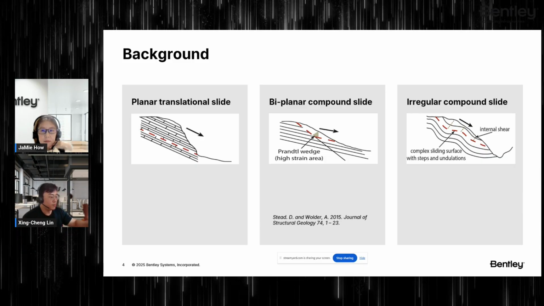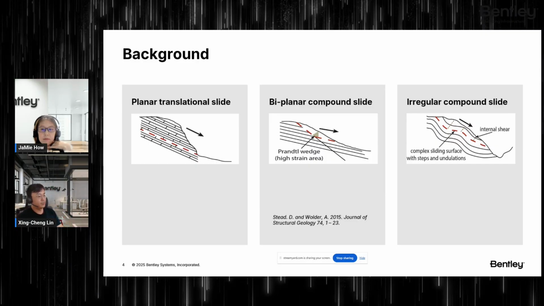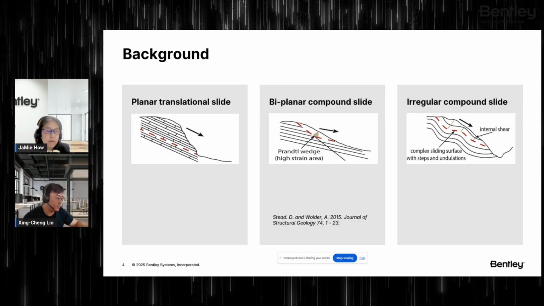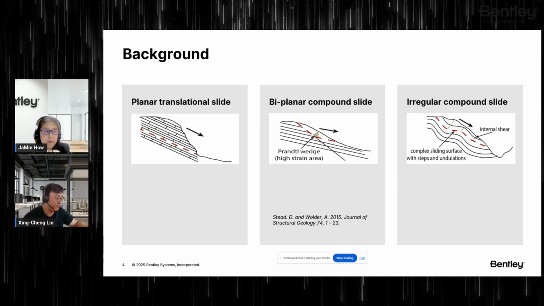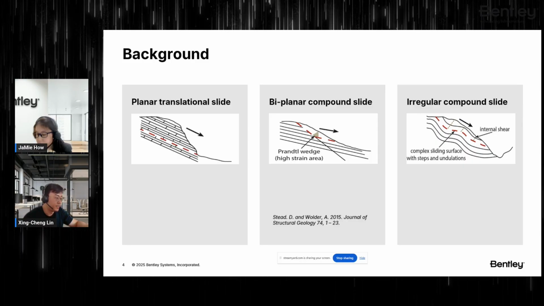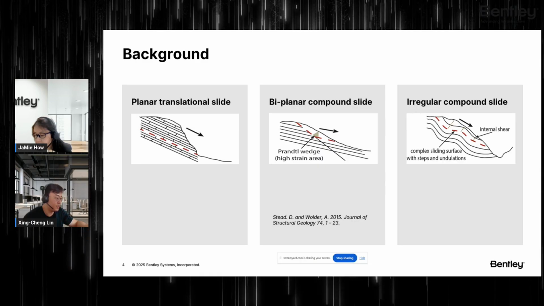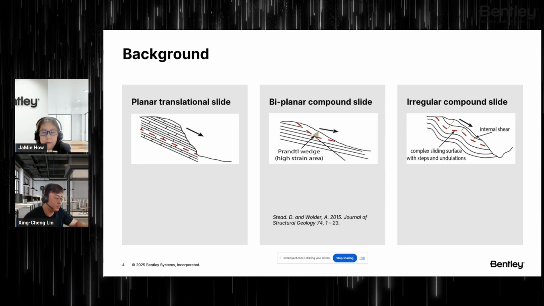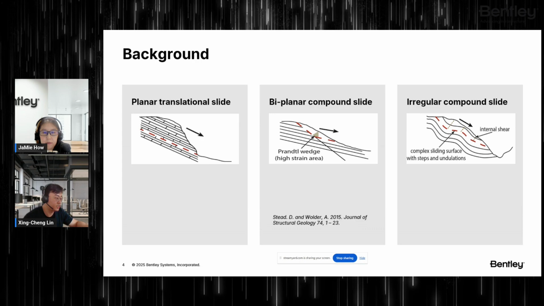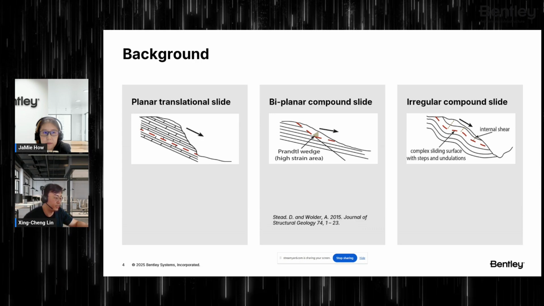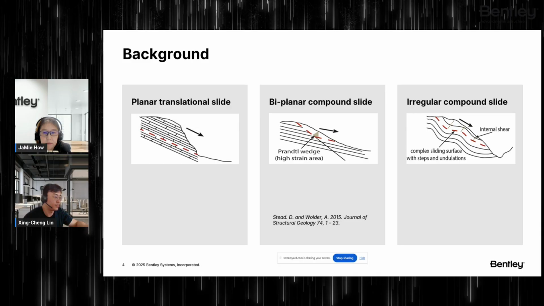And finally, we have a complex bedding system involving steps and undulations that leads to an irregular compound sliding mechanism. In order to consider this in three-dimensional limit equilibrium analysis, we must use the concept of wedge surfaces in order to create a slip surface shape that is commensurate with the failure mechanism at hand.